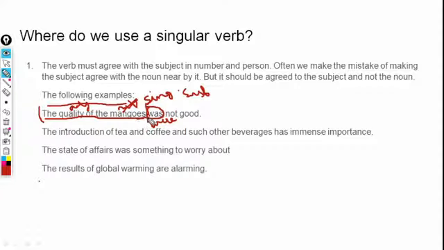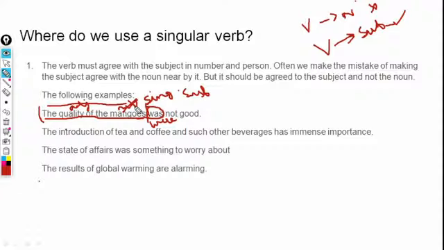Why? Because mangoes is itself plural. But that is wrong. That is the biggest mistake that people usually make. They think that the verb must agree with the noun. But that is wrong. The verb must agree with the subject. It must agree with the subject of the sentence, according to which we will select a verb.